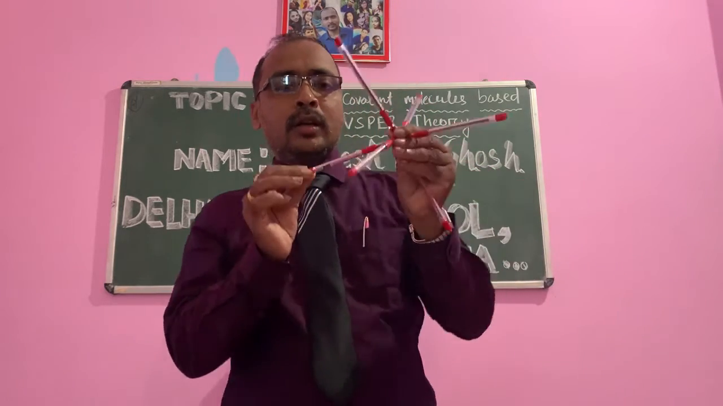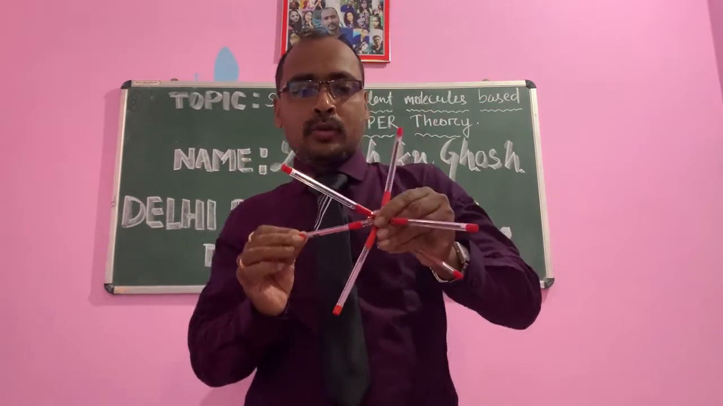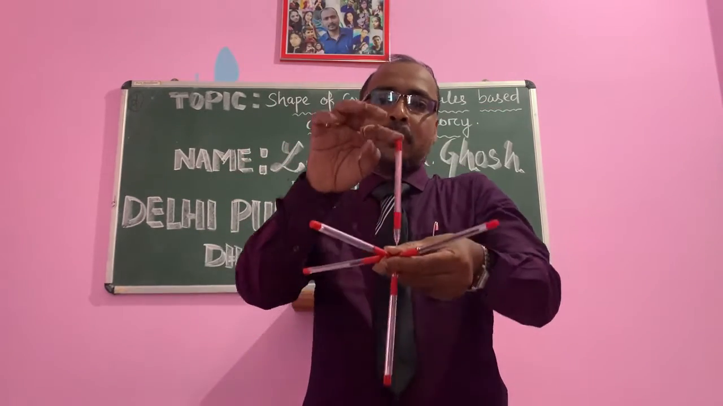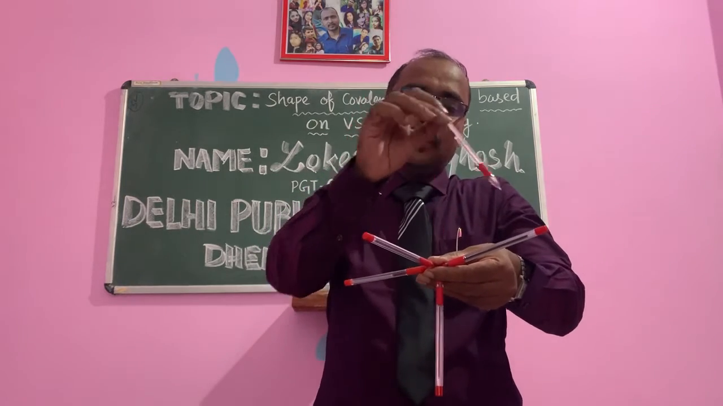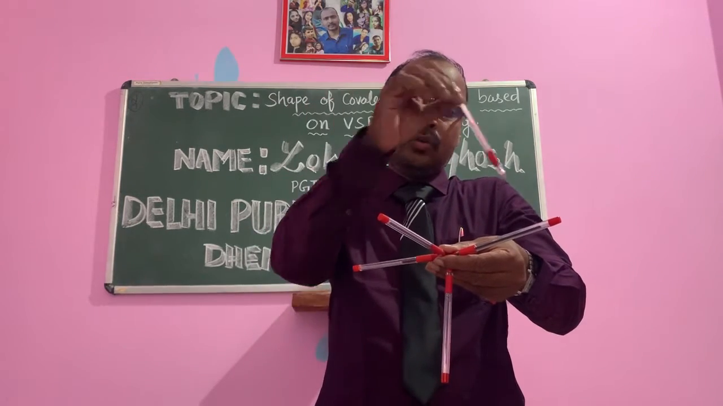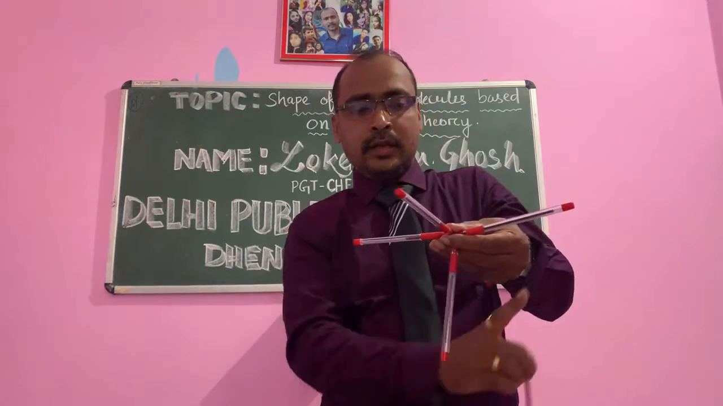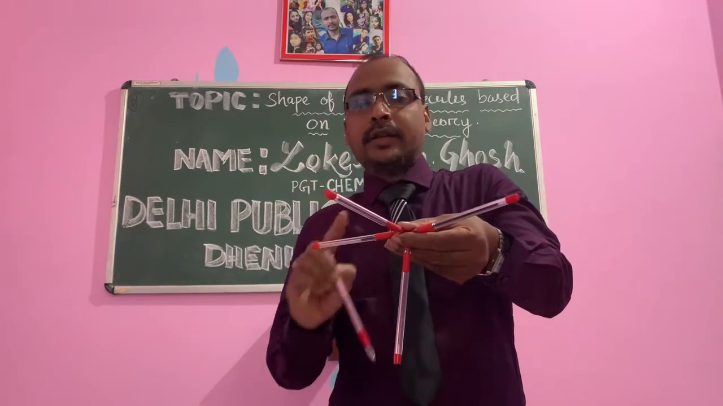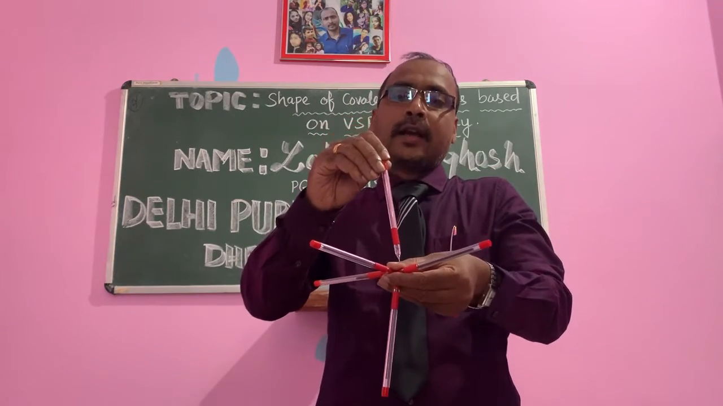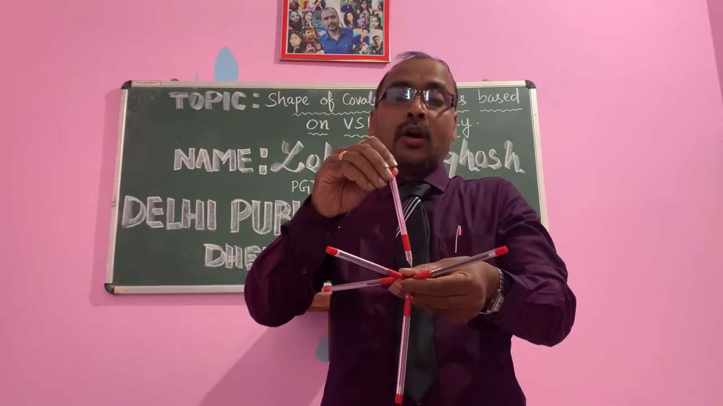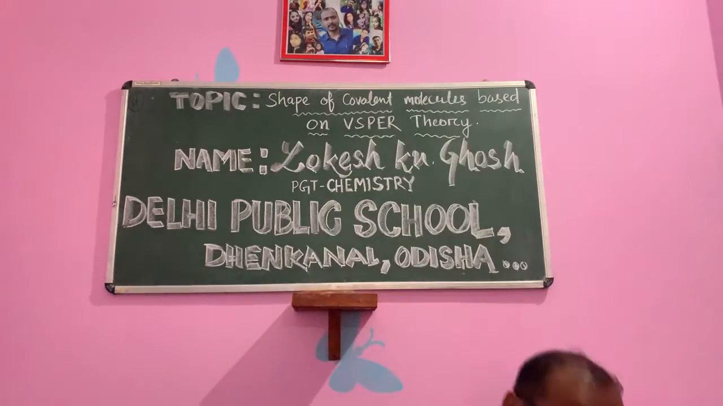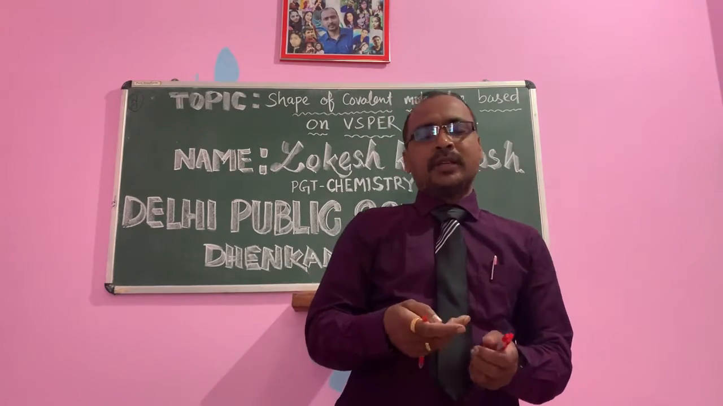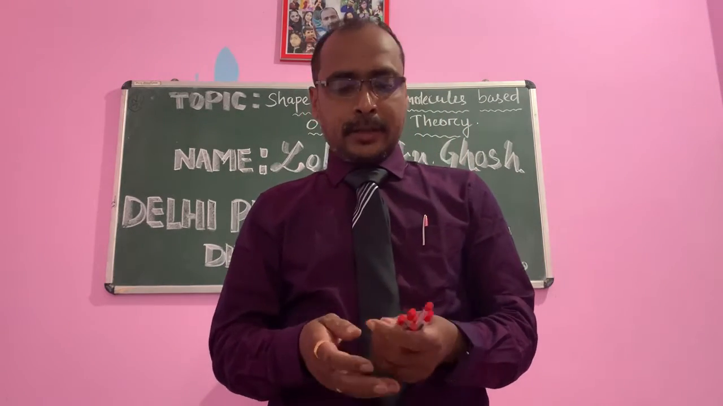This geometry is square bipyramidal, or octahedral, having 8 faces: 1, 2, 3, 4, 5, 6, 7 and 8. So it is known as octahedral. The hybridization is sp3d2 or d2sp3. Examples are SF6, TeF6, etc.